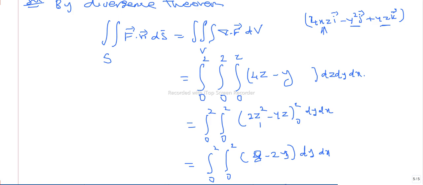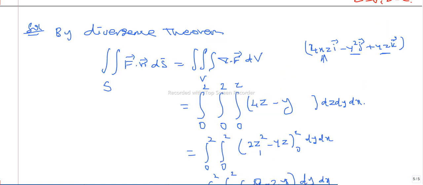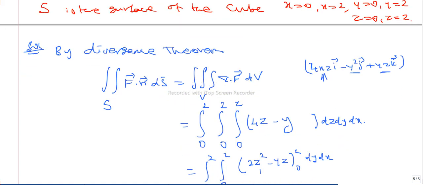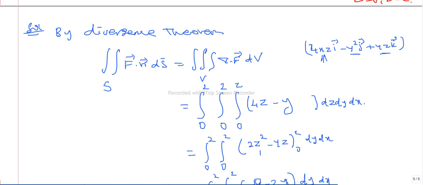Sir, how did we find this? Like, how did we take only 4z minus y? Can you say that once again? You are asking why we are taking this. You have to take the dot product. Yes, you take the dot product.